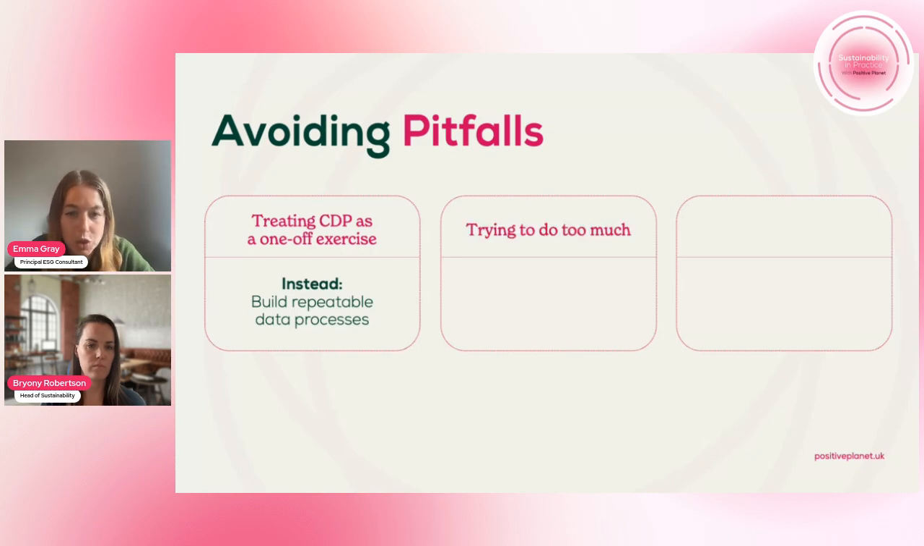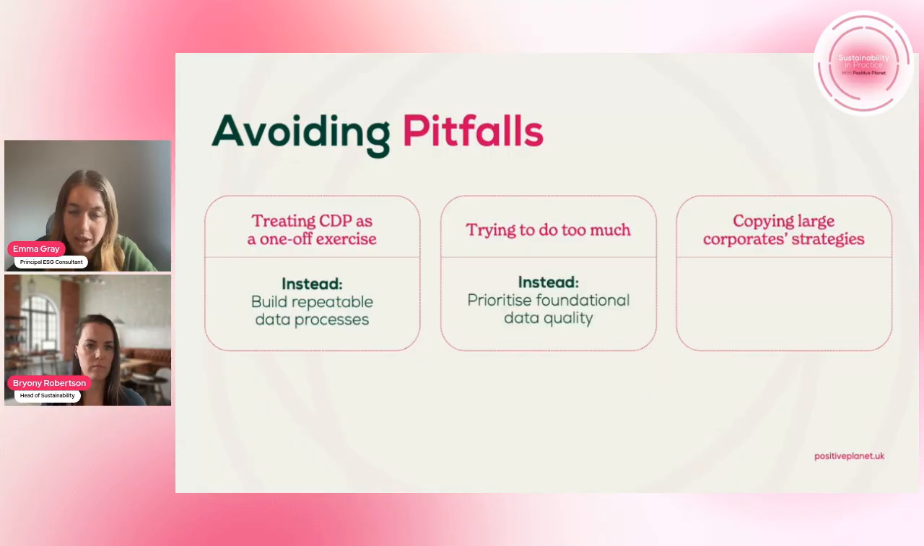Don't try and do too much. So use the roadmap from a few slides ago to start small with foundational data and really build on that disclosure in the following years. And finally, don't try and copy the strategies of large corporates. So these companies have got vast resources to throw at sustainability and more specifically sustainability reporting. So really just focus on what's actually achievable for you in the short term, mainly those smaller, more practical actions.